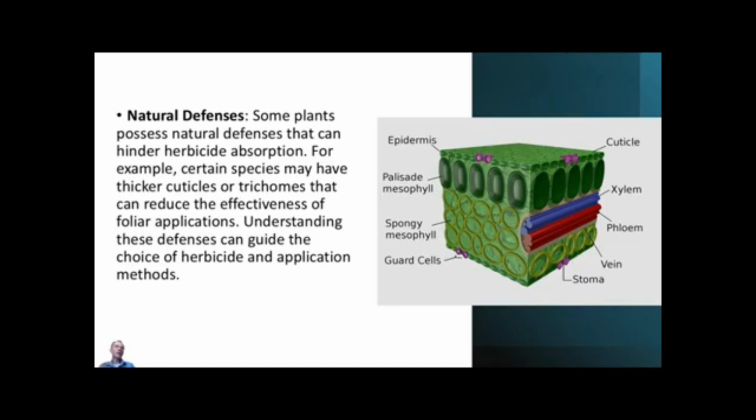Natural defenses. Some plants possess natural defenses that can hinder herbicide absorption. For example, certain species may have thicker cuticles or trichomes that can reduce the effectiveness of foliar applications. Understanding these defenses can guide the choice of herbicide and application methods.